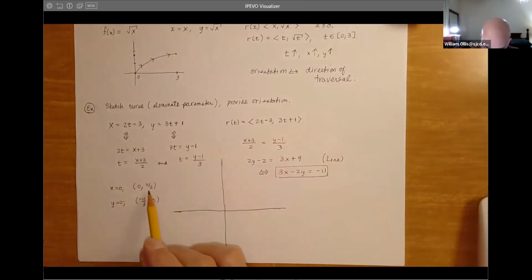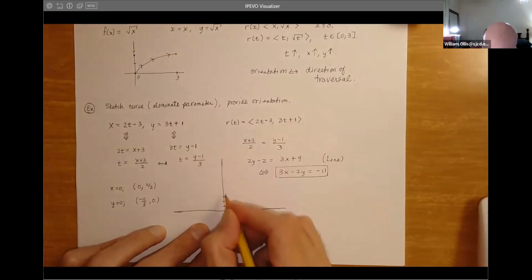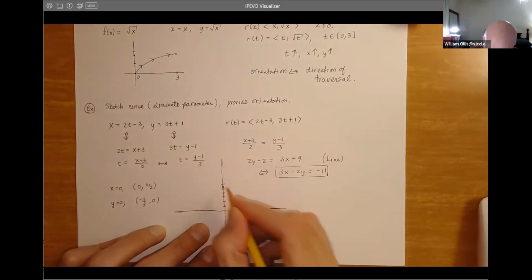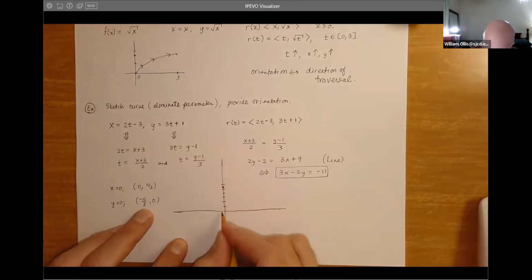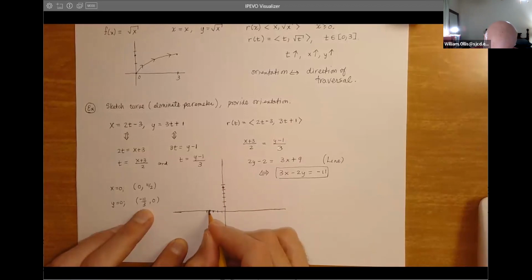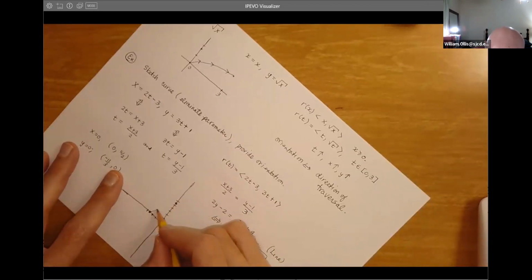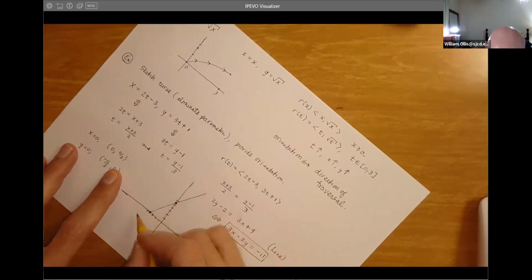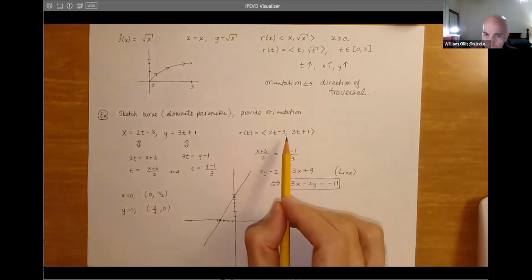Now, of course, here, this is 5.5. So we'll say 1, 2, 3, 4, 5, 6, about right there. And then we've got what? Negative 3 2/3. Again, not Rembrandt, but close enough. So here's our representation from this parameterization.